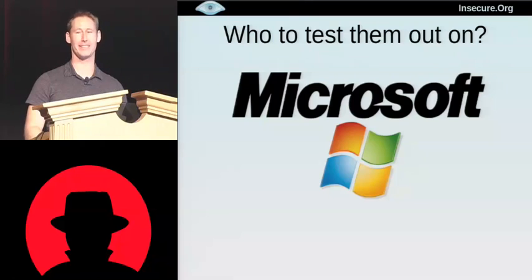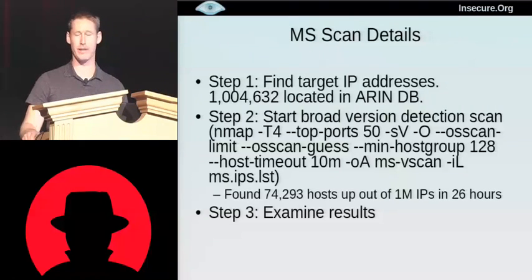So let's see how this scan worked. Step 1, find the target IP addresses. I used Whois on the ARIN database, typical methods, and found more than 1 million IP addresses assigned to Microsoft and decided to scan them all.